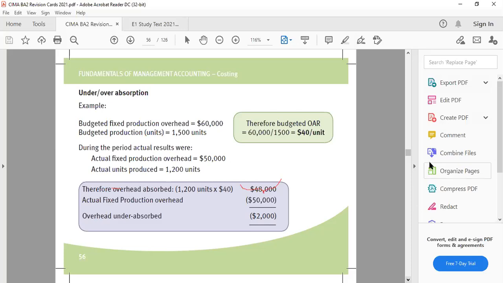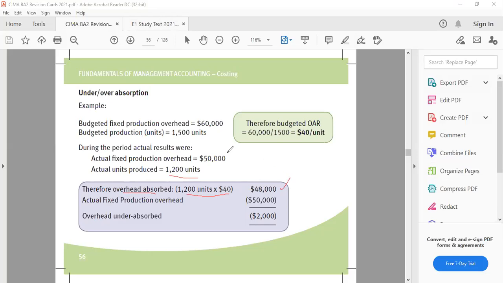What did we get here in this example? We got $40 per unit. So they stick to that and then calculate. So overheads absorbed: they have produced 1,200 units, so 1,200 units into 40 per unit comes out to be 48,000.